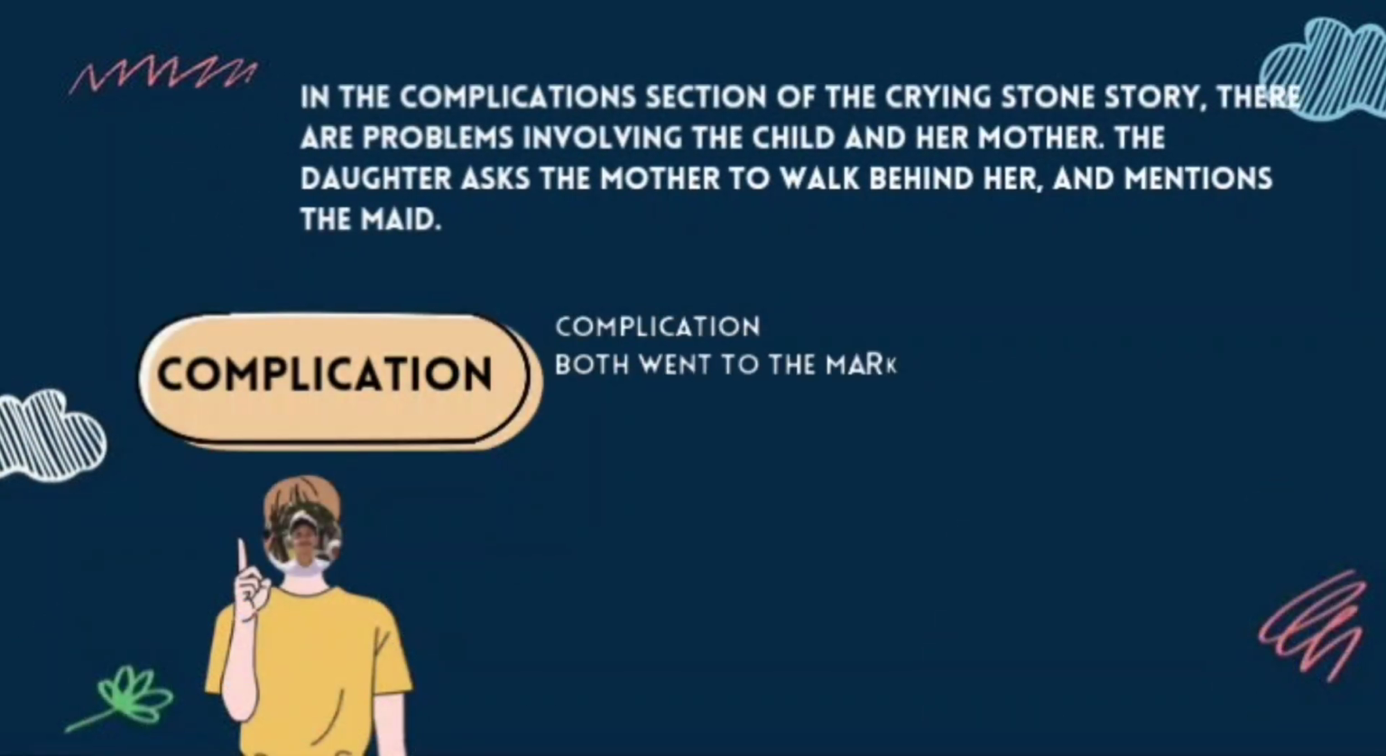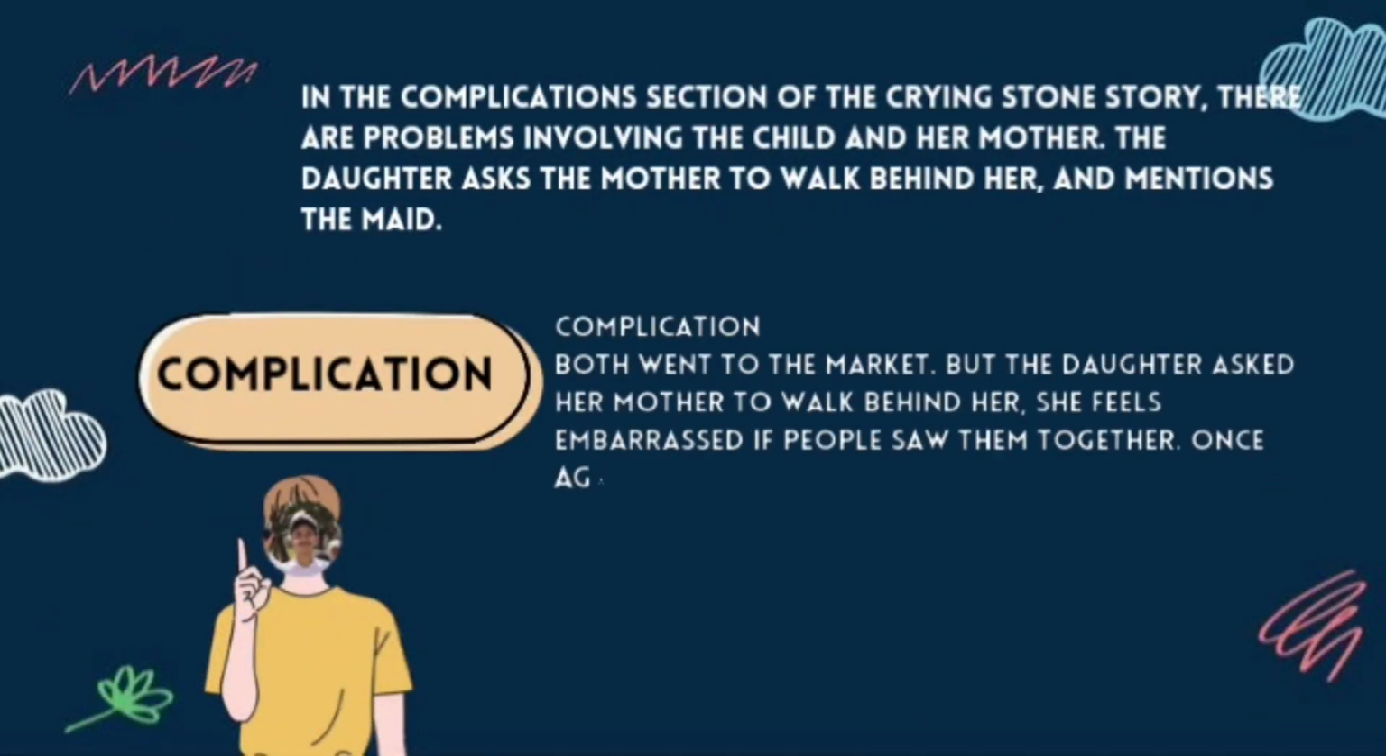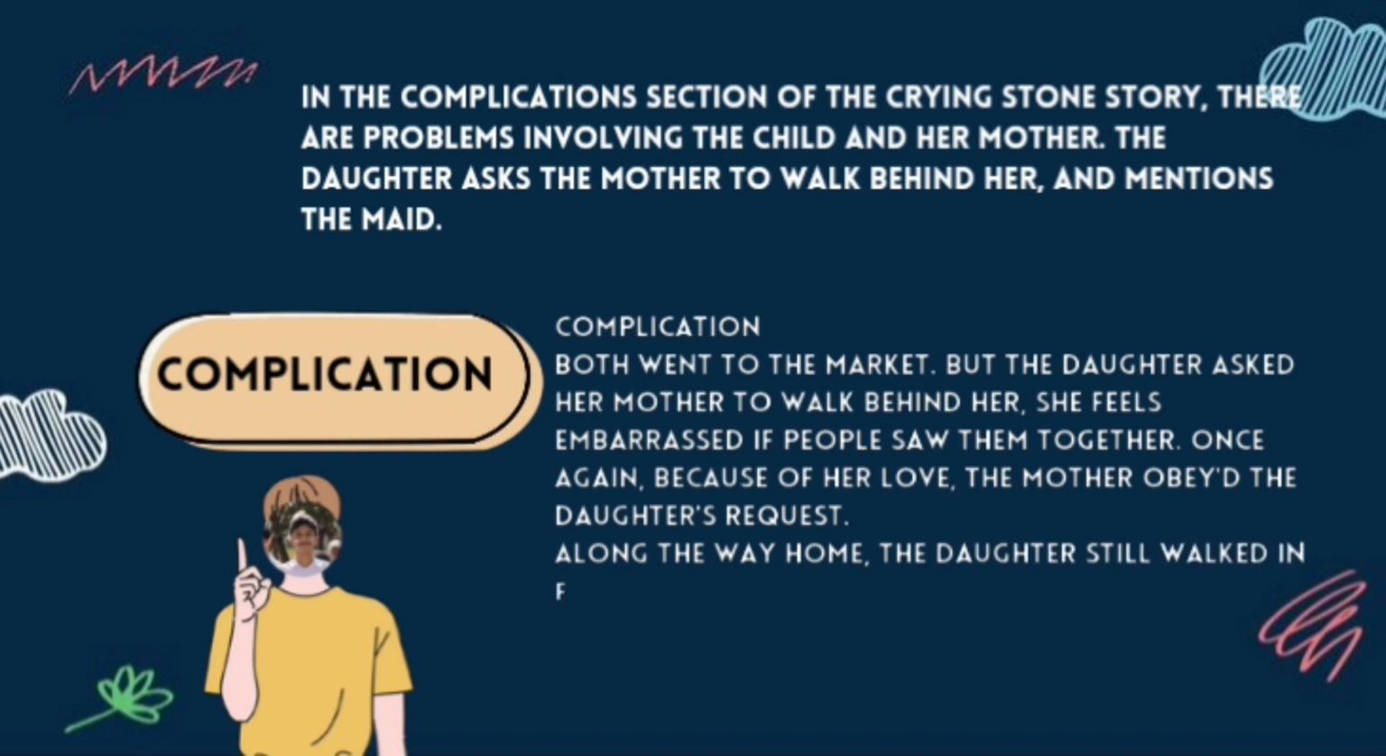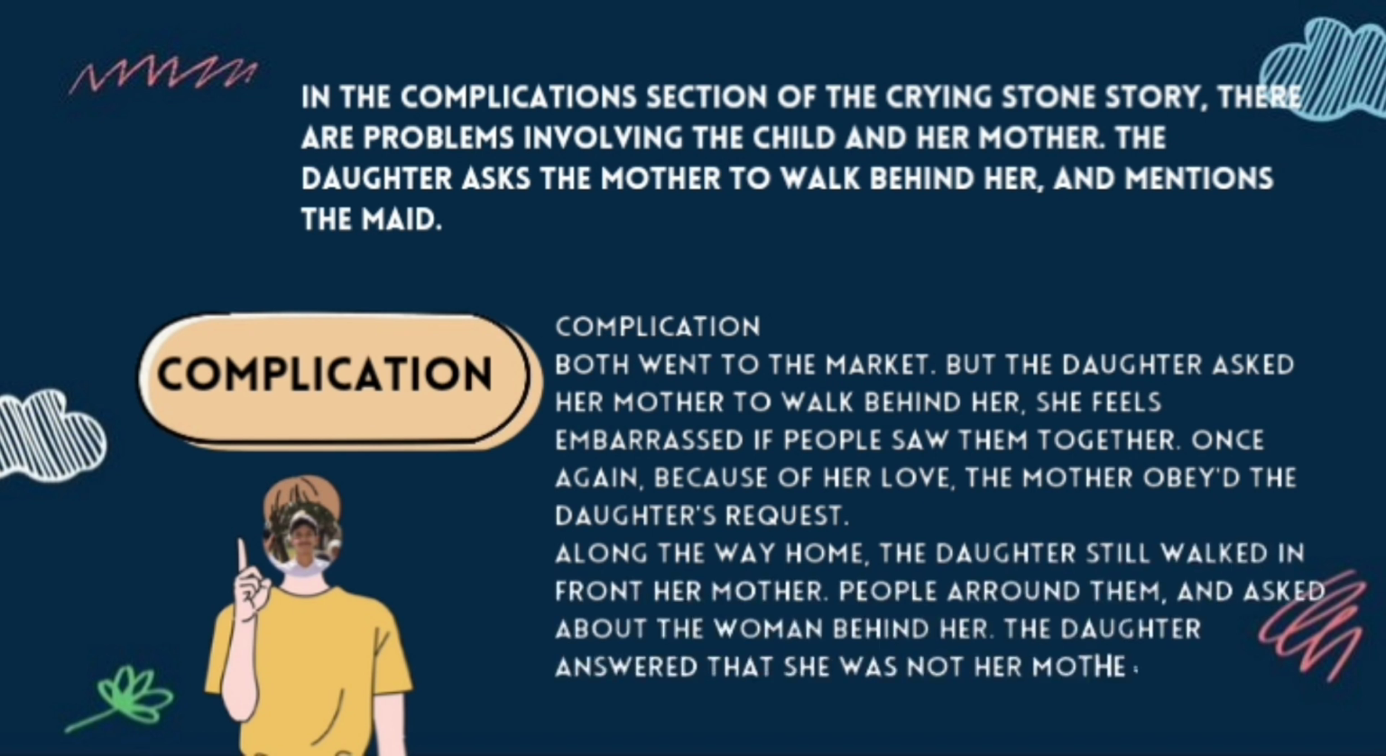In the complication section of the Crying Stone story, there are problems involving the child and her mother. The daughter asks the mother to walk behind her and calls her a maid.